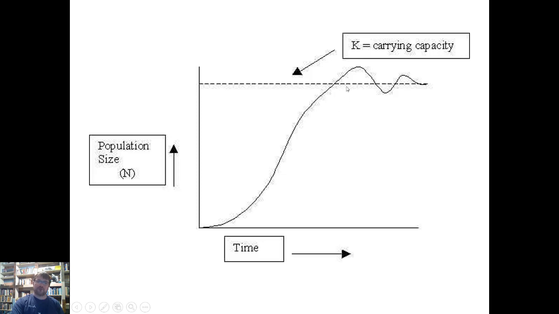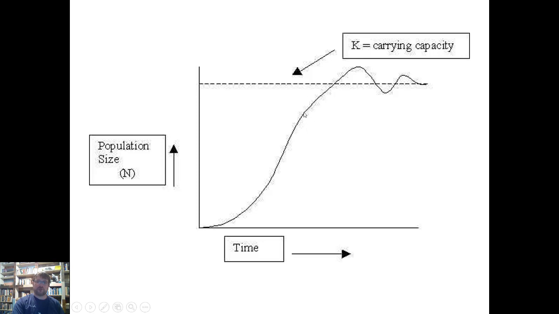And at this point, about half of K is the fastest rate of growth. Okay? That's what we call the maximum sustainable yield. This is where your R is at its maximum, is half of K. Okay, we'll come back to that again. But this population keeps going, keeps going, keeps going. And now it's starting to reach its resource decline.